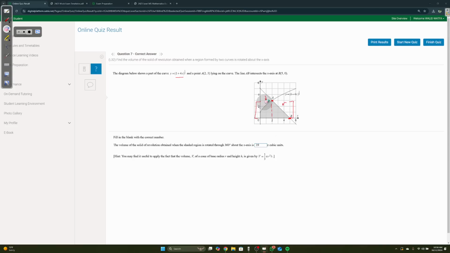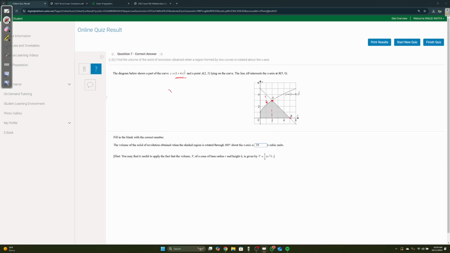Here it's just one curve and the x-axis. Here it's one curve and the x-axis. Although they are different curves, we're just splitting it up into two parts. You use this method here, this method for this part. So for the first volume, the curve is y equals 1 plus 4x to the half.